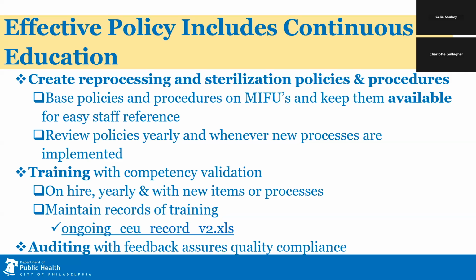The policy should always include reprocessing training of staff on hire, yearly, and with any new items or processes. It should also include some skill checks for competency validation. Maintain records of training at every occasion. Here is a link for an education tracking sheet. Finally, good infection prevention and control programs require frequent auditing with feedback and follow-up education. This audit practice assures continuous quality compliance.